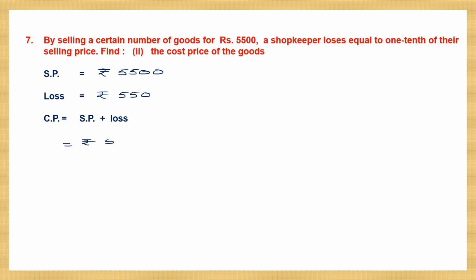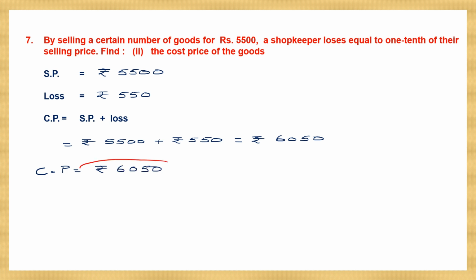So the selling price is 5,500 and the loss is 550 rupees. When you add this up, you get 6,050 rupees. 6,050. So this is our answer. The cost price of the goods is 6,050 rupees. This is our answer.